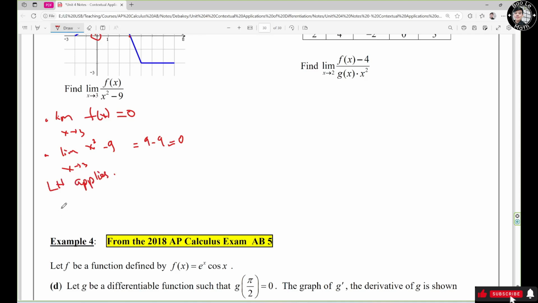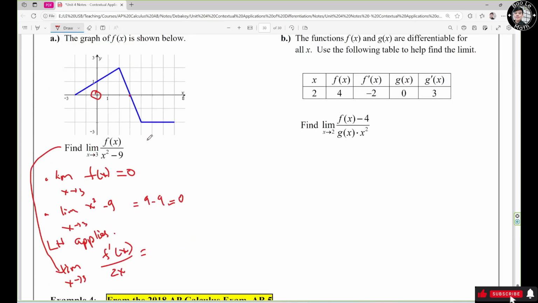So we have the limit when s approaches 3 of this guy right here, right? So take the derivative of this one, it could be f prime of s, and this guy turns out to be 2s, right? Now, the limit of f prime of s when s approaches 3 is going to be the slope of this line, right?